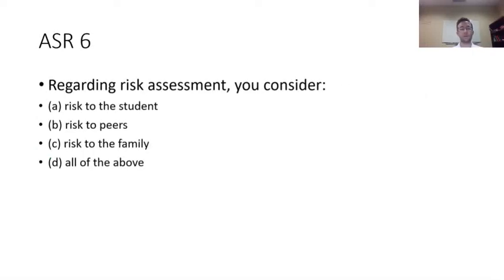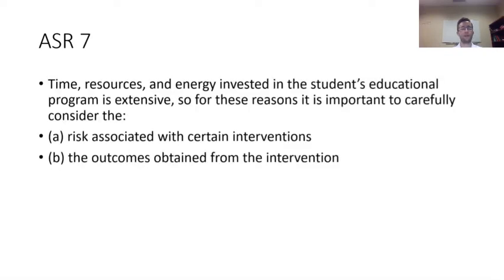ASR 6. Regarding risk assessment, you consider A, risk to the student, B, risk to peers, C, risk to the family, or D, all of the above. A couple more seconds. Alright, I'll close the poll, and the answer is D, all of the above.